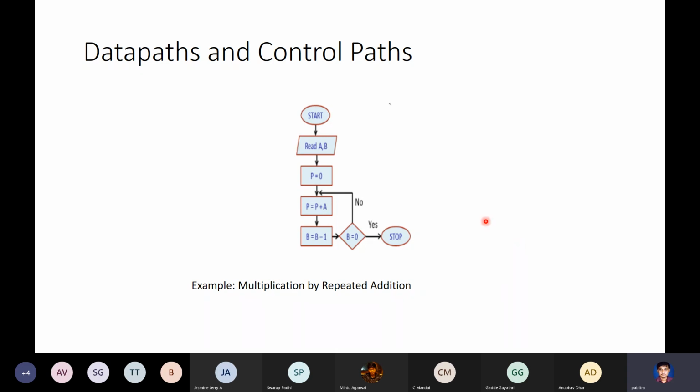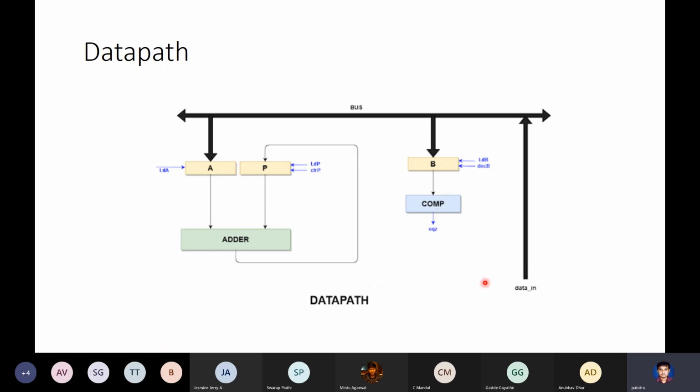Now the control path will decide in which sequence these operations will take place. So let's look at the data path first. This is an example data path. I have two registers, A and B, and P stores the product. I have the adder, I have the comparator. And this is the external data input, which will supply the values of A and B. And there's a bus, which is an interconnect, where the contents of these registers will be stored, and the external input can also be stored. Maybe the output can also be read out from here.